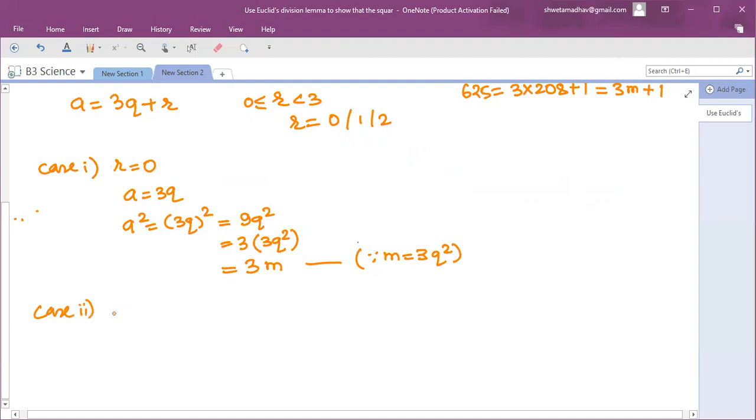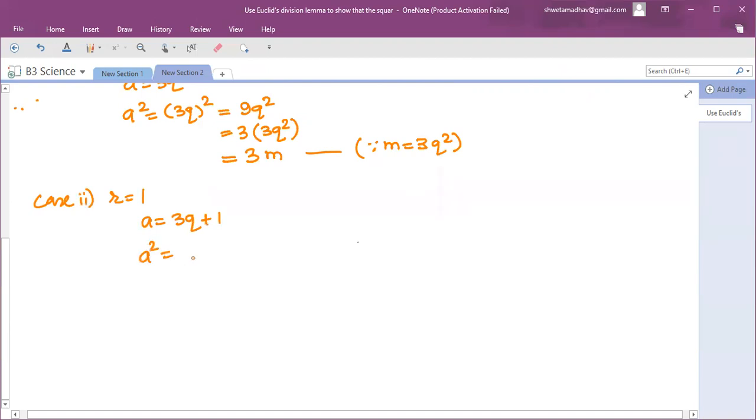Then case 2, when the remainder is 1. What is the value of a? 3q plus 1. Then find the a square value by squaring both sides. a square is equal to 3q plus 1 whole square. So what is the square of 3q plus 1? 9q square plus 1 square plus 6q, using a square plus 2ab plus b square.